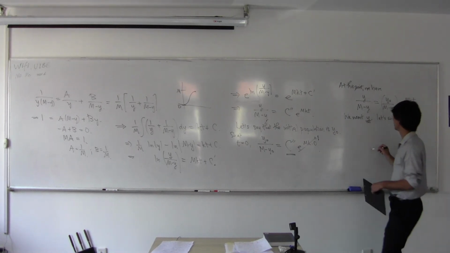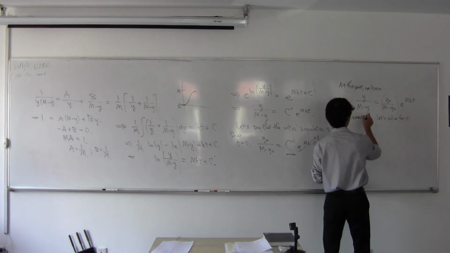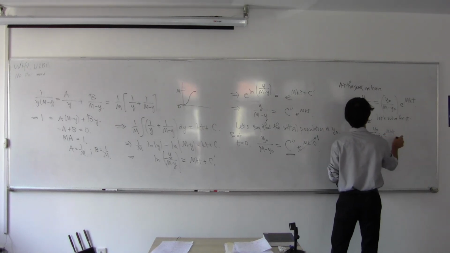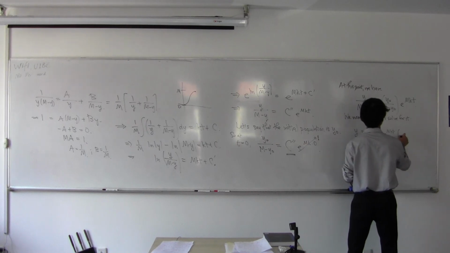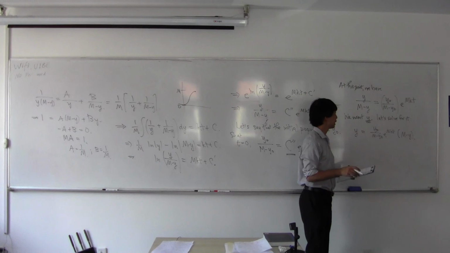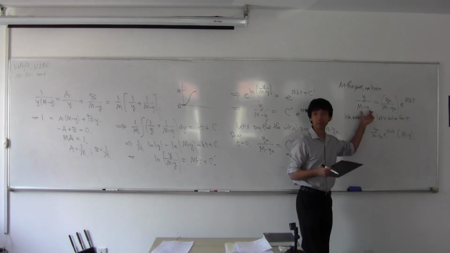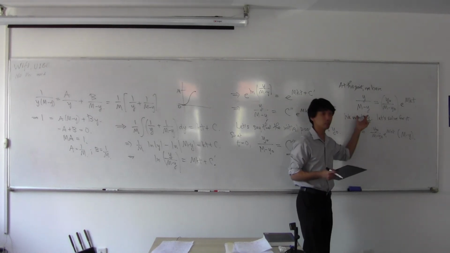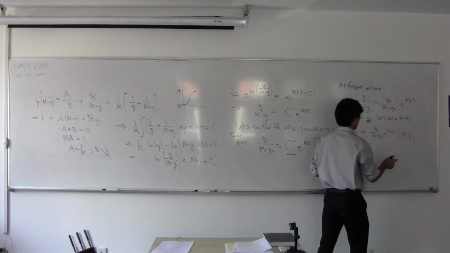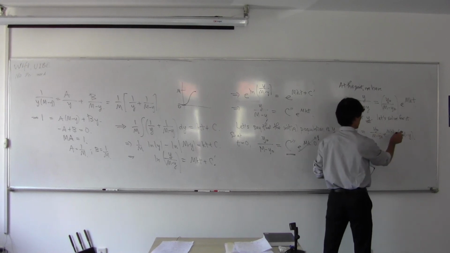You say, okay, multiplying through, we get y equals y naught m minus y naught e to the mkt times m minus y. So just multiplying both sides through by m minus y. And you see what you get.